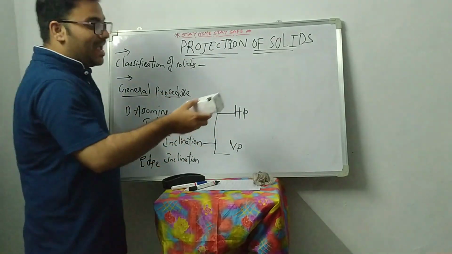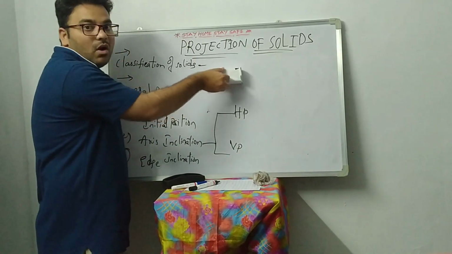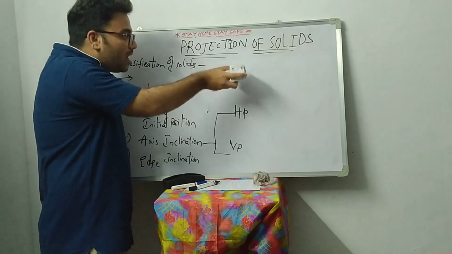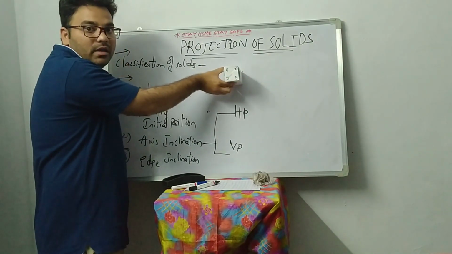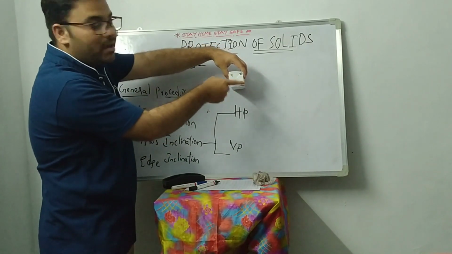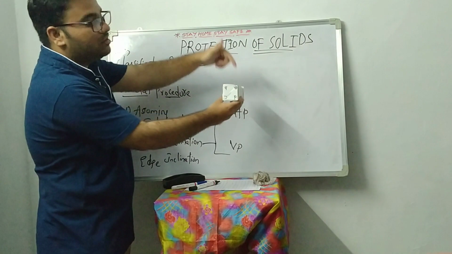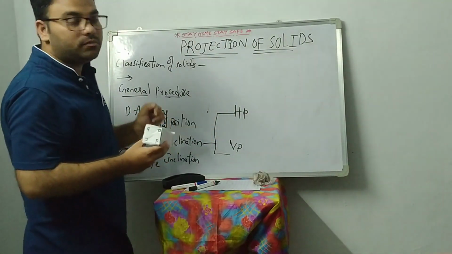Similarly, if the rectangle face is resting on the VP, this is the condition. What we have to do is take the base and it will be standing on the VP. There you can see the true shape of the base. The true shape of the base will be seen in the front view and the rectangle face will be seen in the top view.